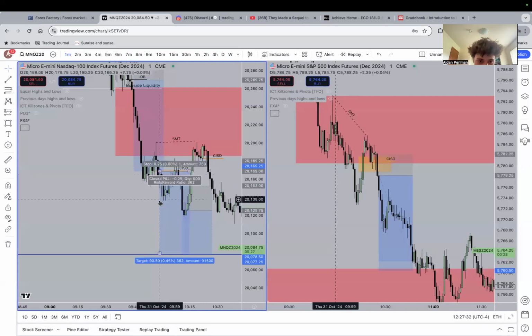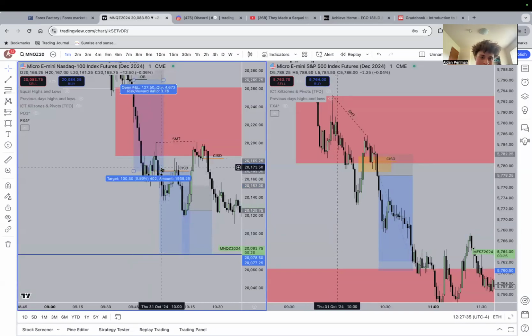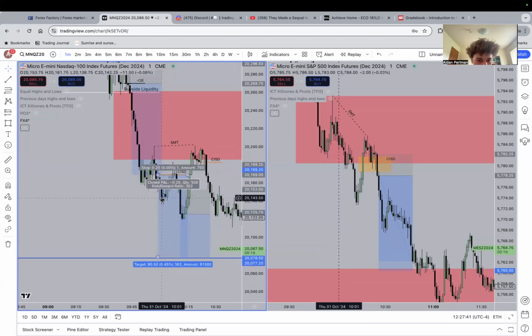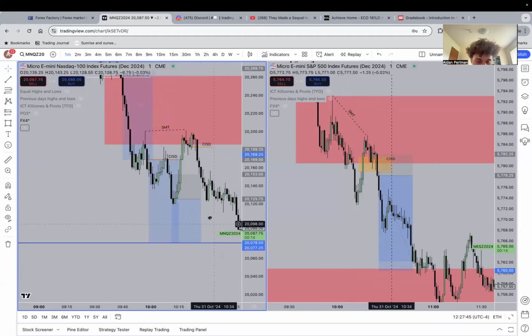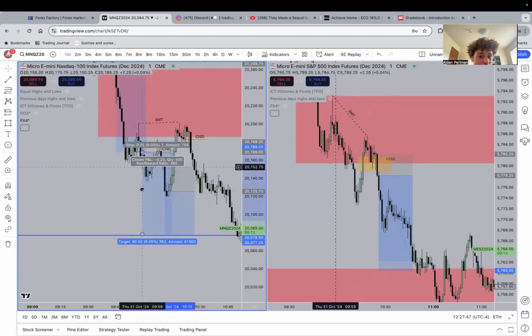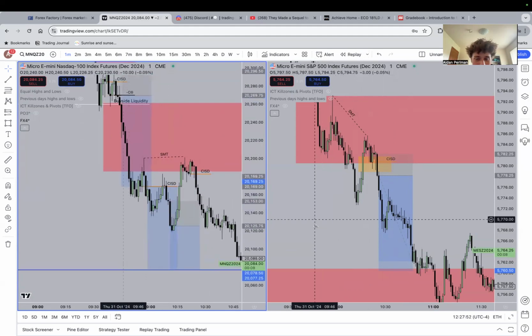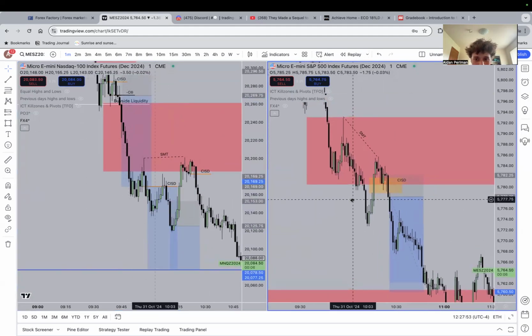If it didn't tap into that and it displaced through that low, that's where my entry would be. But we came back into that, and that's where I put my limit order or something like that. We went past this low. I would have gone break even, and then gotten broken even, right? Now this trade right here, that is something I would put 1,000 on.